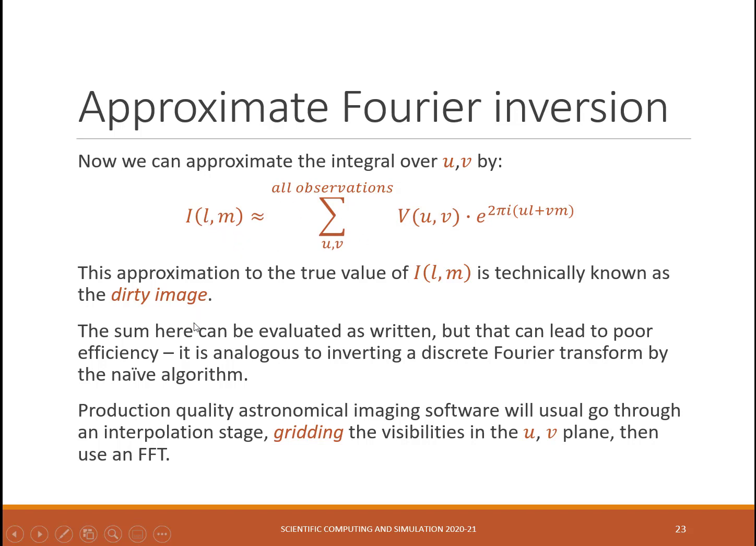To accelerate the process, we can use FFT algorithm rather than naive discrete Fourier transform. In Lab 4, we will use fast Fourier transform algorithms to obtain the dirty image from a sample radio interferometry data.